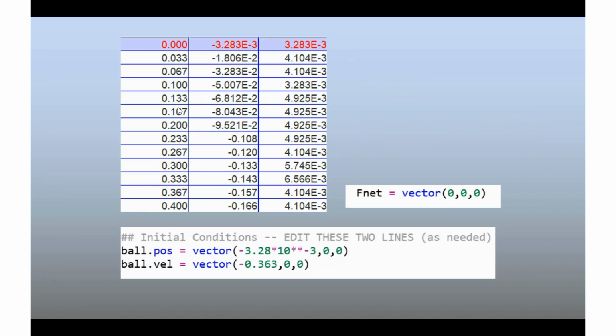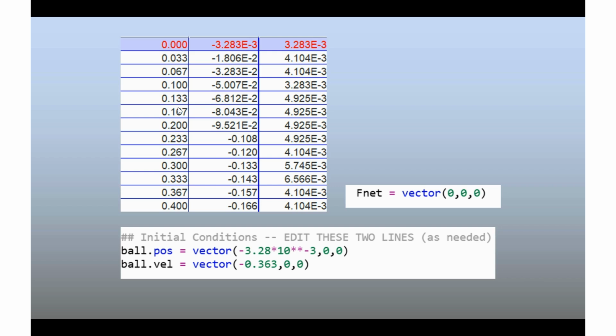My experimental data was extracted using Tracker software. However, my computational data was derived using physics formulas. My initial position vector was derived from the first row of the table seen here. Because we are only interested in the x direction, I used the value of negative 3.28 times 10 to the power of negative 3 as my x component. For my initial velocity, I extracted two data points and used the formula change in position over change in time. This resulted in an initial velocity of negative 0.363 in the x direction.